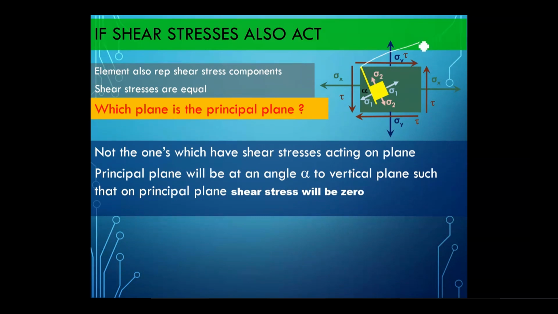This is your body, and on this body there is shear stress acting, and this is sigma x. Now, at a certain plane in this body, the shear stress acting on that plane becomes zero and you only have normal stress acting on that plane. And that plane is at an angle alpha.